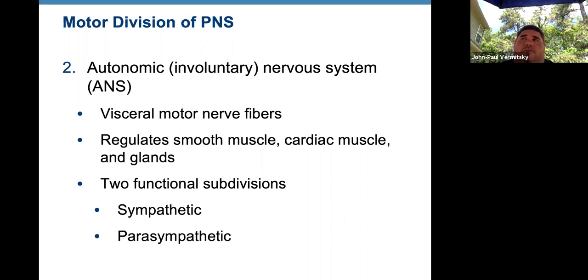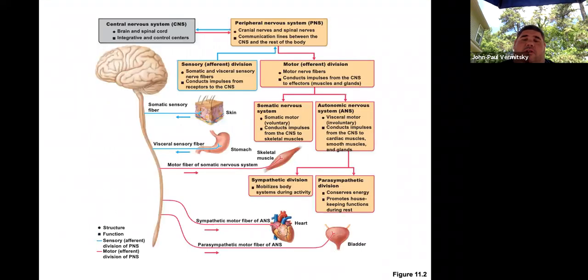And there are two subdivisions to the autonomic nervous system, the sympathetic division and the parasympathetic division. The sympathetic division is going to primarily be your fight or flight mechanism. This is usually activated in times of stress. The parasympathetic division usually conserves energy, and it promotes housekeeping functions during times of rest or times of not stress.